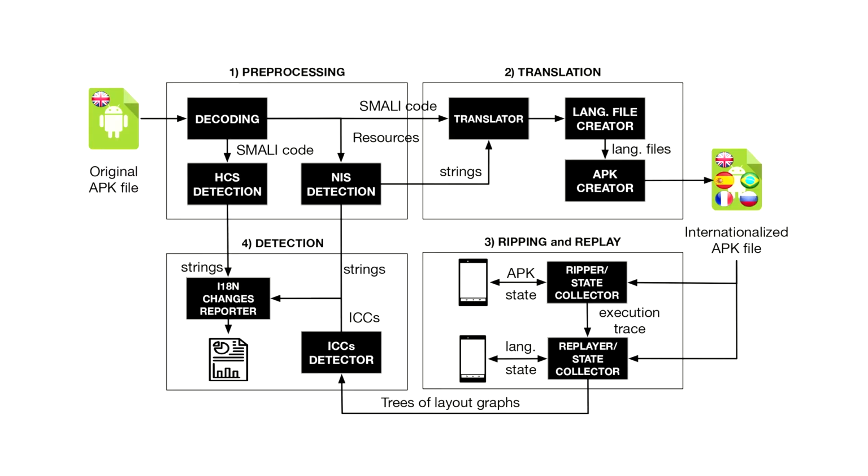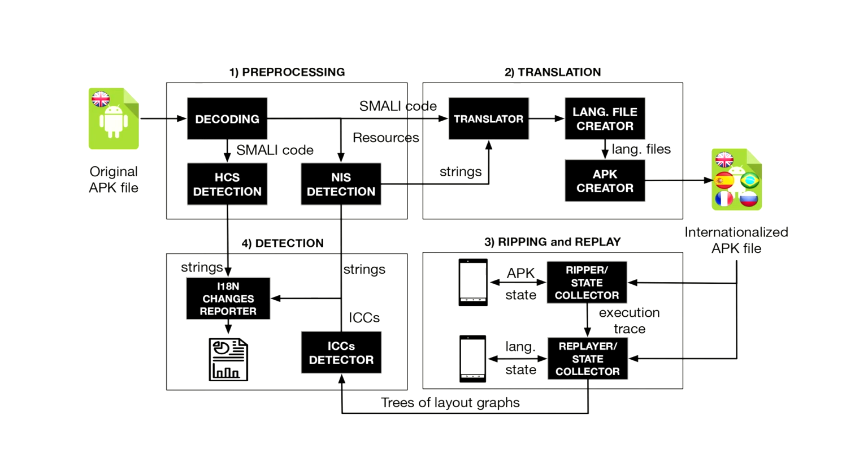This is the architecture of i18n. Since this is not a tool demo paper, I'm going to pass quickly through this. We have an original APK that we decode using APKTool, where we find the hard-coded strings and non-internationalized strings. Then we send those strings to the translator, where we translate them and generate the strings.xml files. And then we build an internationalized APK file.